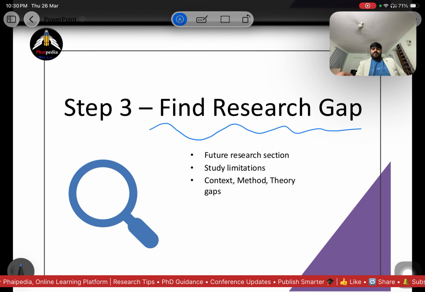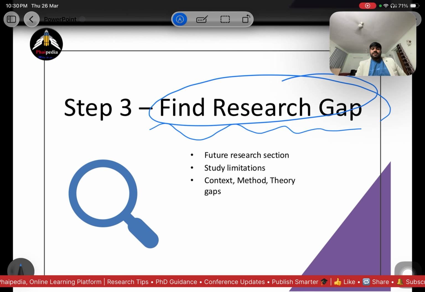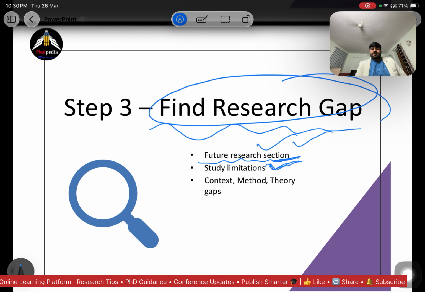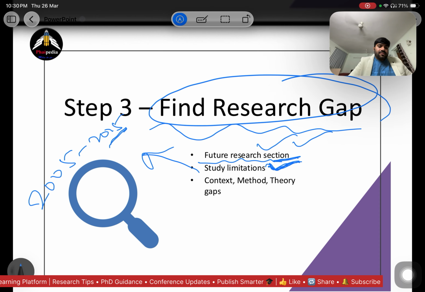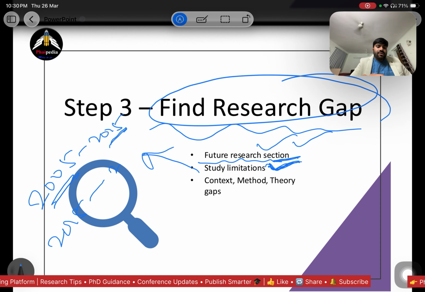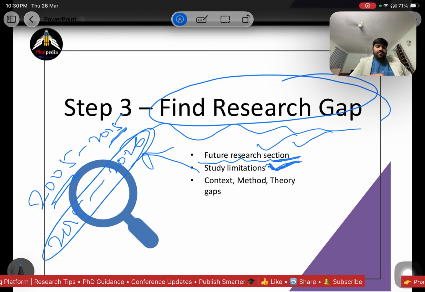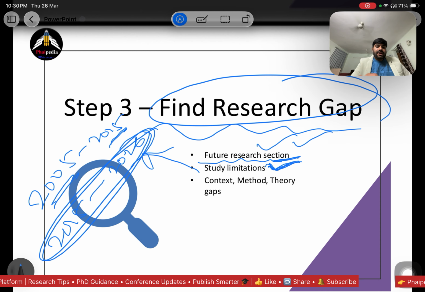Find the research gap. How to find the research gap? After reading the research articles, you will find the future research sections in the articles. Also the study limitations, which we can work on. Because in some papers, the data was taken from, for example, 2005 to 2015, but we can extend this to 2015 to 2026.